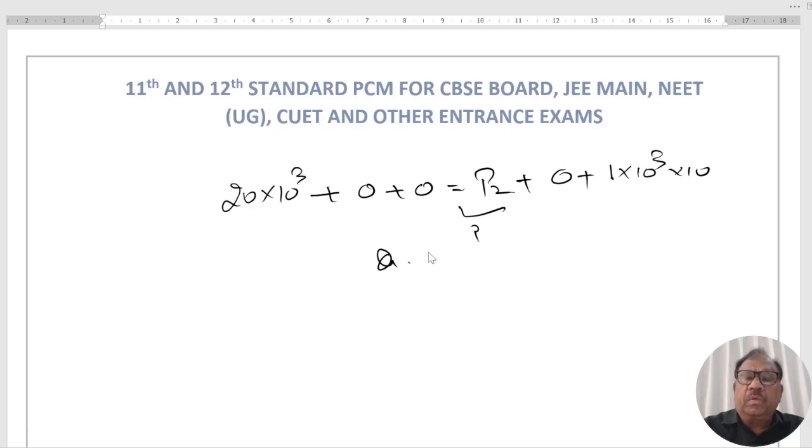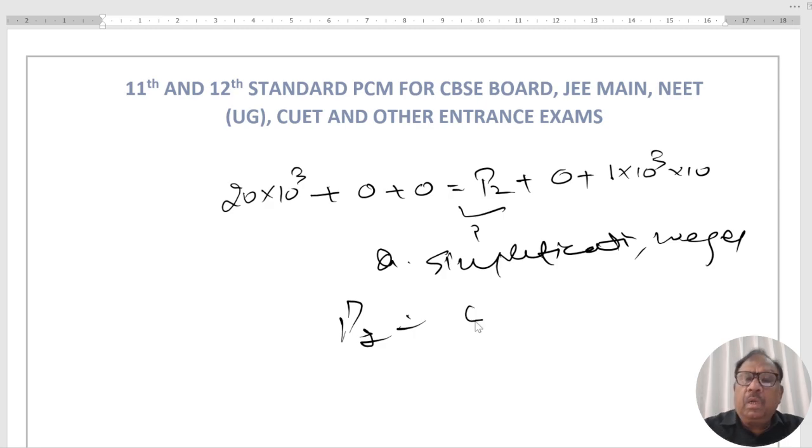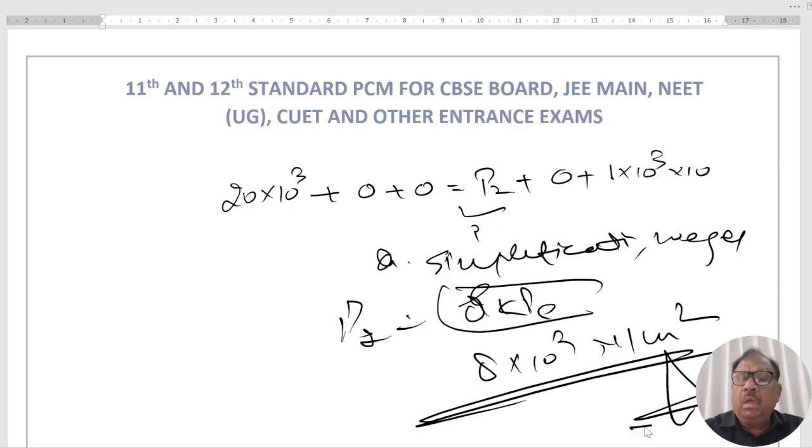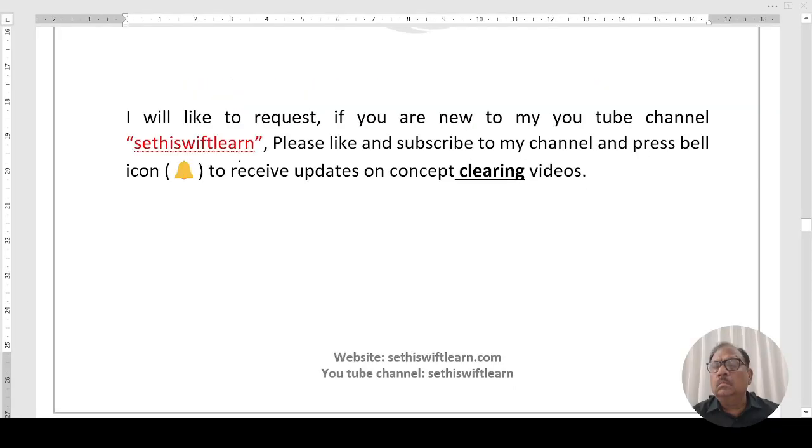On simplification, we get P2 comes out to be 8 kilopascal. 8 kilopascal, that is 8 into 10 to the power 3 Newton per meter square. That is the answer, right?